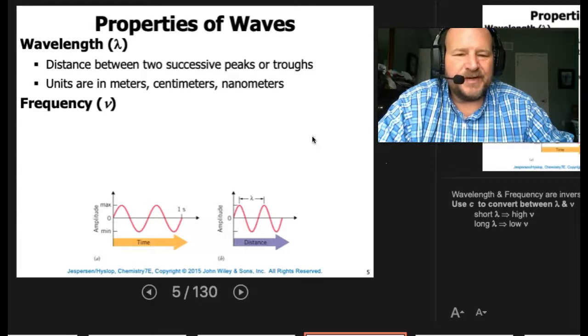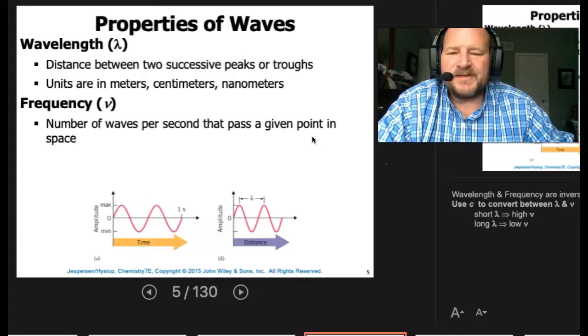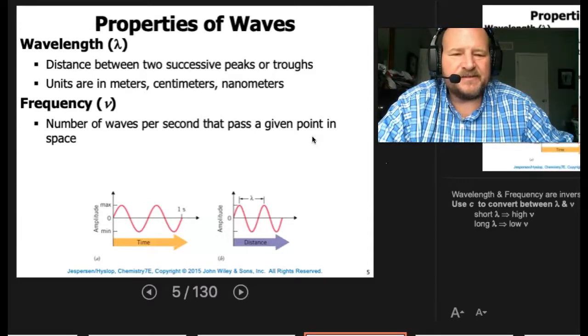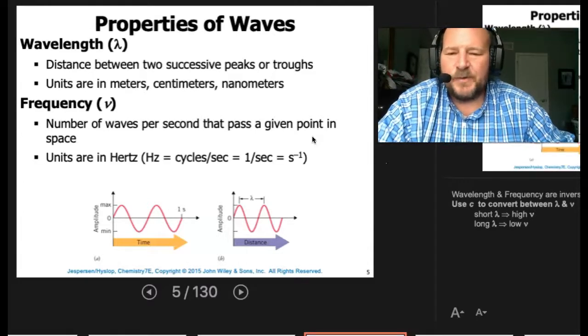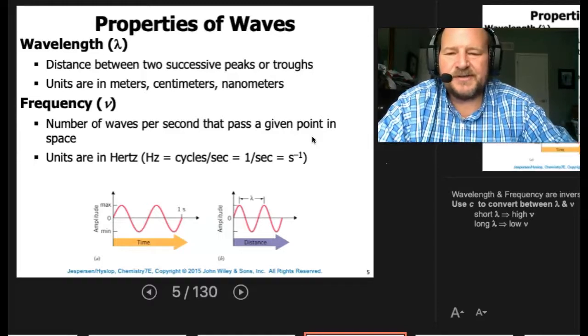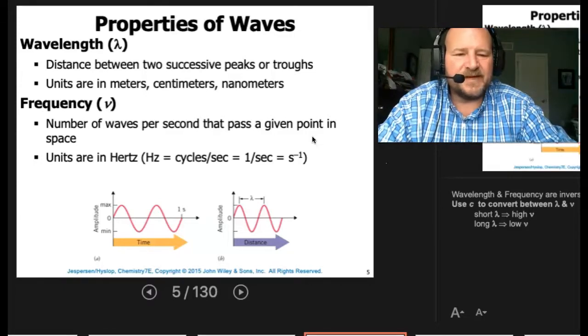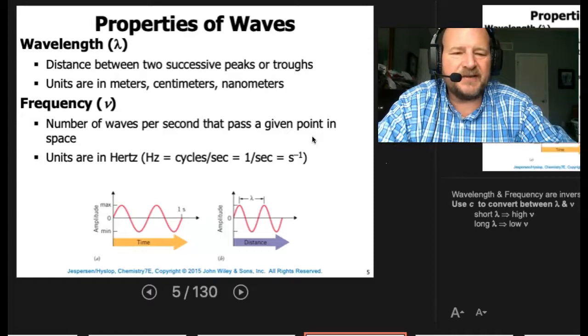Frequency, which is the Greek nu. This is the number of waves per second that pass a given point in space. Okay? Our units here will be hertz. Now, of course, a hertz is a cycle per second or per second. Okay, so you can think of it as per second or cycles per second.